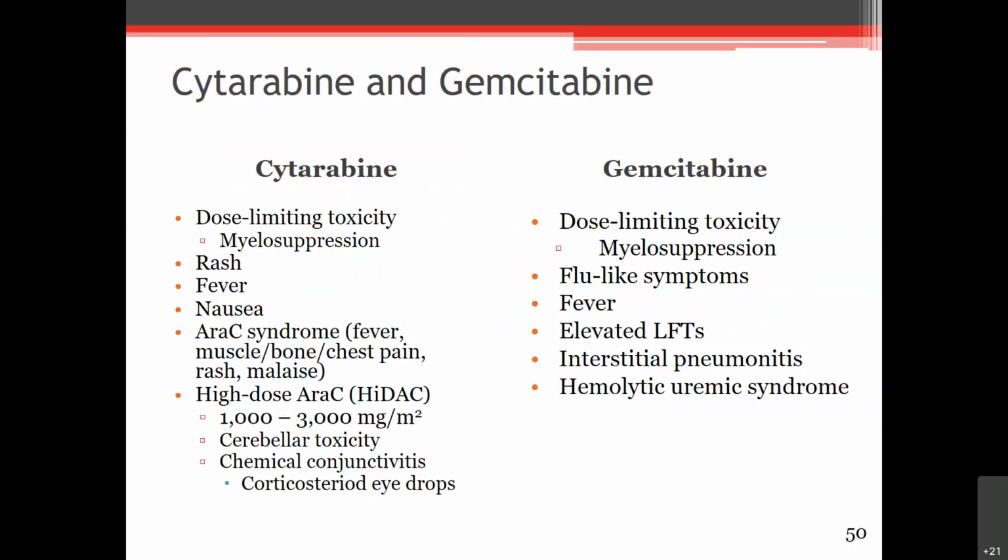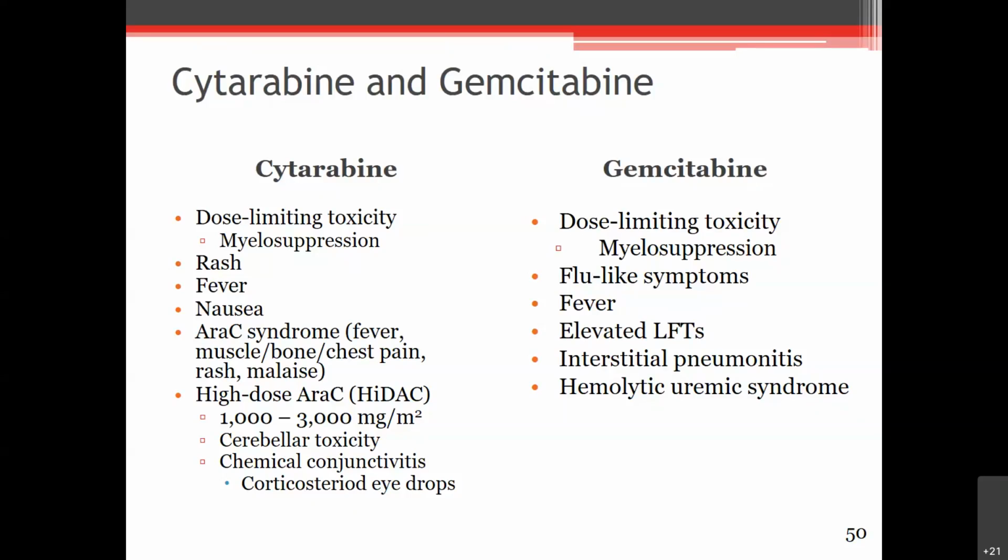There are some pretty unique toxicities with these agents. So we'll start with cytarabine, where again, we're going to see myelosuppression as the dose-limiting toxicity. Patients can also develop rash, and this is often delayed. They can also have fever with cytarabine, nausea. Ara-C syndrome is rare, but when it does happen, it typically occurs 6 to 12 hours following Ara-C administration, and patients may report things like fever, muscle, bone, and chest pain, as well as rash and malaise, and this does tend to respond to corticosteroids.